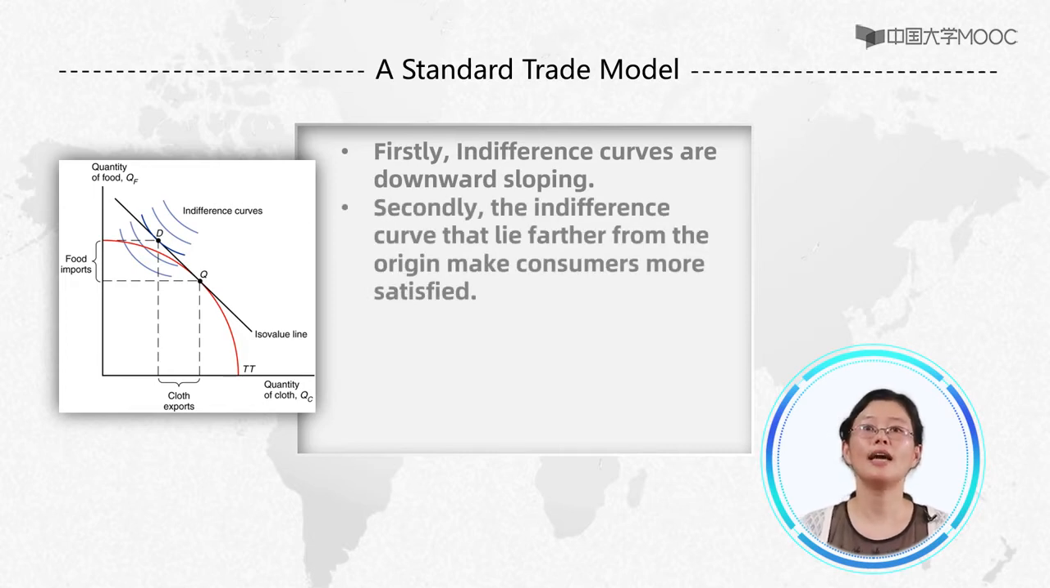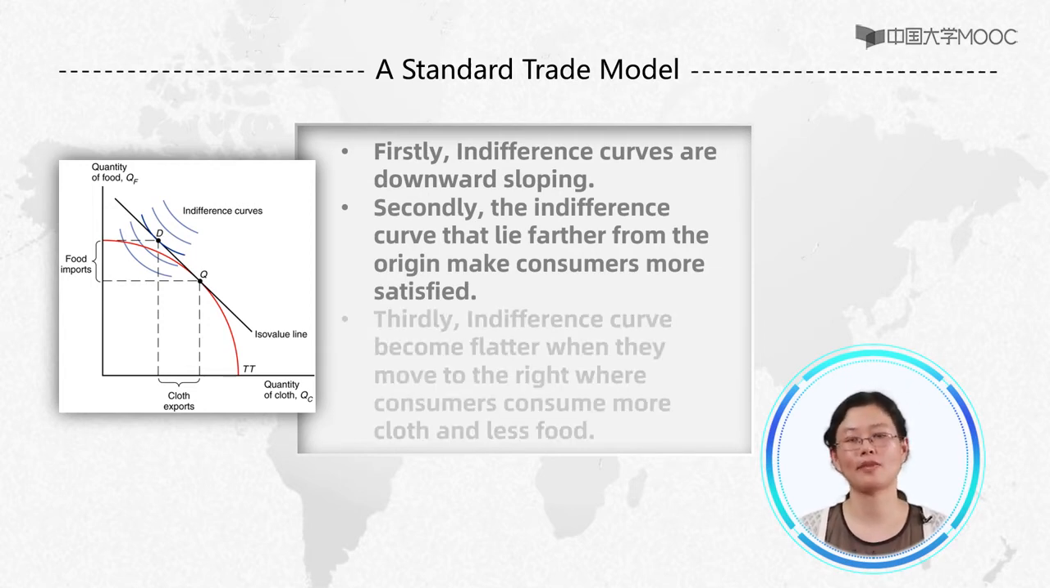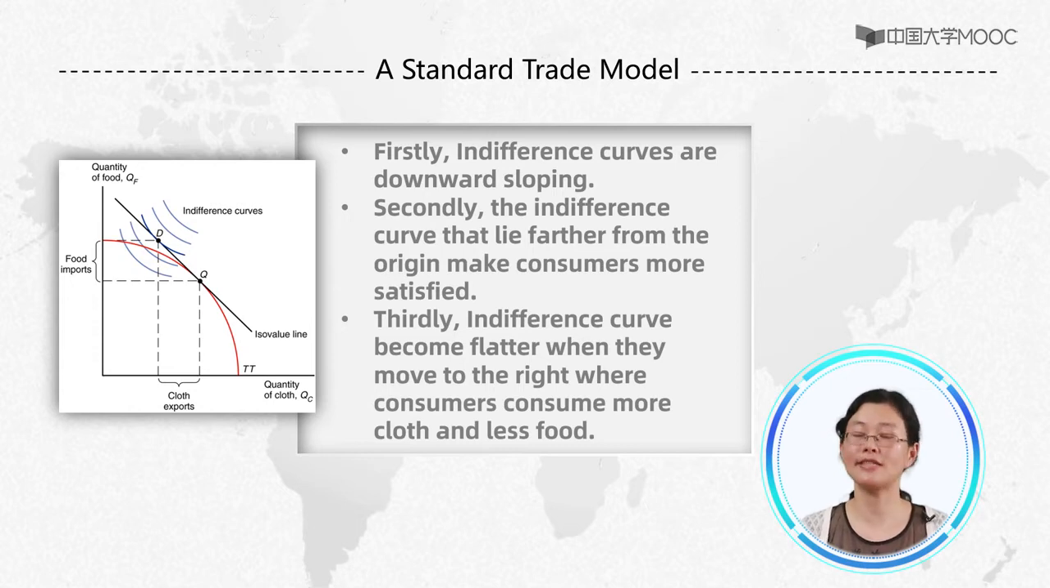Secondly, the indifference curves that lie farther from the origin make consumers more satisfied because consumers prefer having more of both goods. Thirdly, indifference curves become flatter when they move to the right, when the consumers consume more crops and less food.